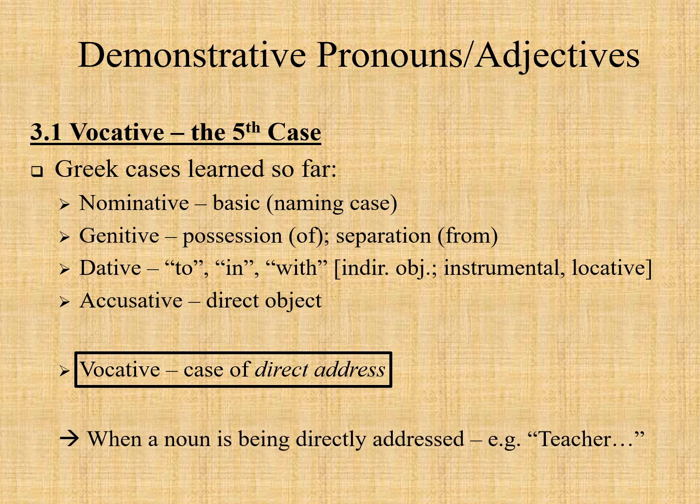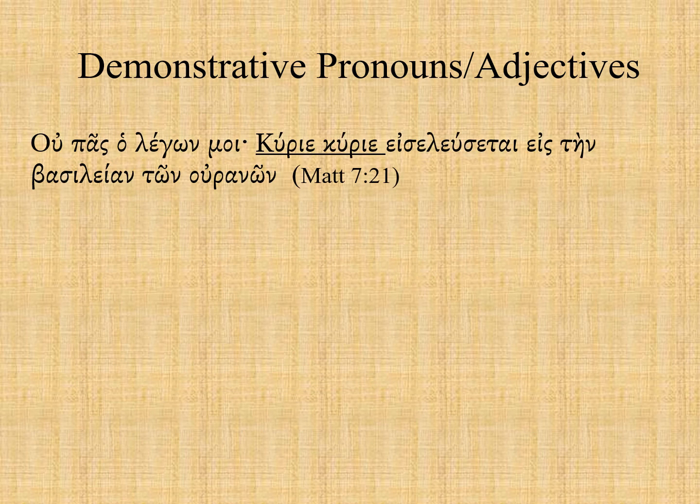So in other words, when a noun is being directly addressed, for example, teacher, and then you'd continue the sentence. For example, when the rich young man came to Jesus and told him, teacher, what should I do to inherit the eternal life? And other examples abound. So how do we actually recognize the vocative case? In some cases, it's identical to the nominative, and in some cases, it has its own form.